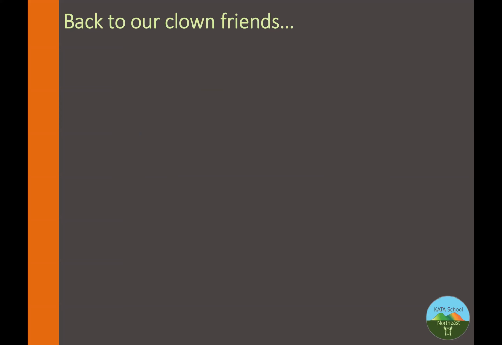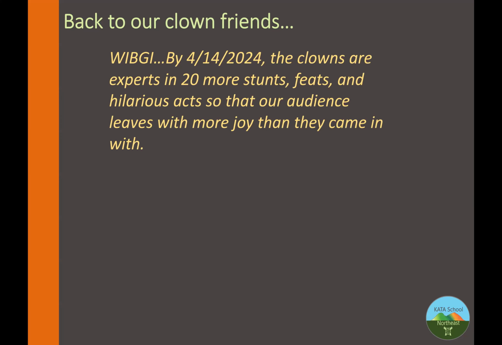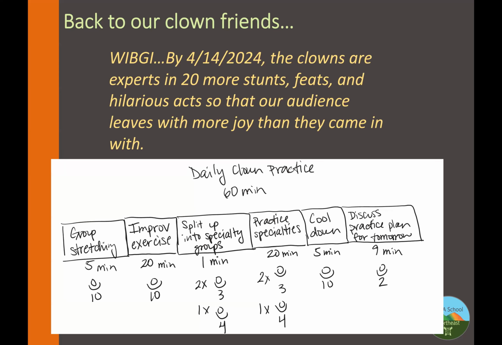So looking back at our clown example, we have a challenge that reads, wouldn't it be great if by April 14th, 2024, the clowns are experts in 20 more stunts, feats, and hilarious acts so that our audience leaves with more joy than they came in with. And we have an operating pattern that looks like this.